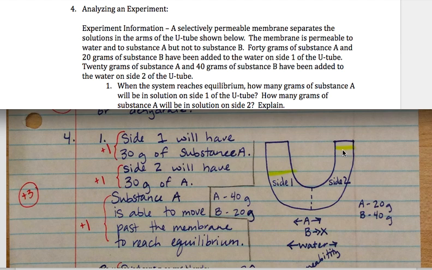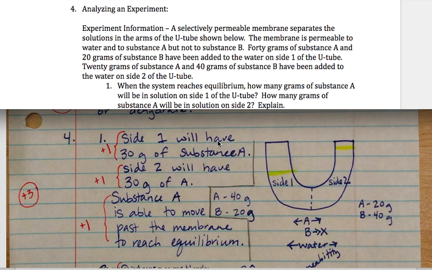So here we have a U tube, and the membrane is permeable to water. So here I have my key. So water can go back and forth. Substance A can go back and forth, but B cannot. Wherever B starts out, that's where it's going to end up because either it's too big or it just doesn't get along with the membrane. So 40 grams of substance A and 20 grams of substance B have been added to the water on side 1.